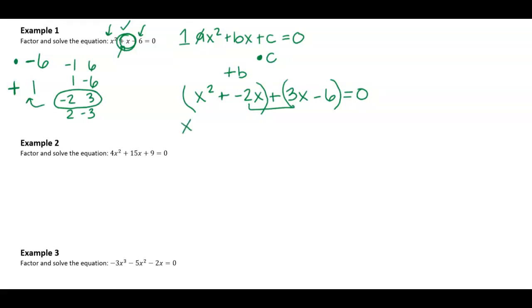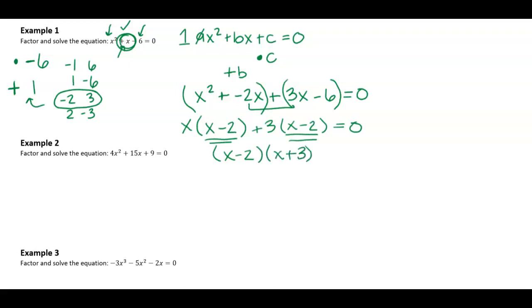For example, the greatest common factor of x squared and -2x is x. I'm left with x minus 2. The greatest common factor here is 3, and I'm left with x minus 2. I then see that my common factor between those two terms is x minus 2. And if I factor that out, I'm left with x plus 3.